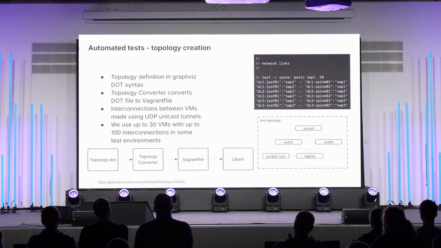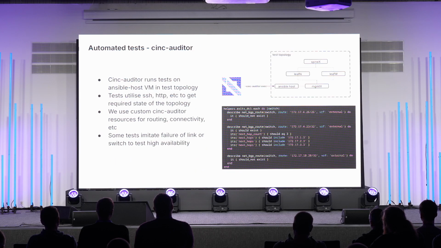In the bottom right, you can see the test topology. It's a very simplified topology. We have a management switch that interconnects all the devices. You can connect to them via the management VRF. And we have a host that is connected to this management interface and runs Ansible, and we execute tests on it.